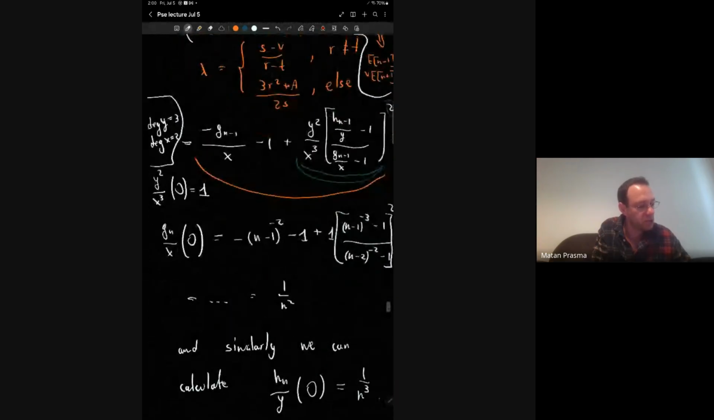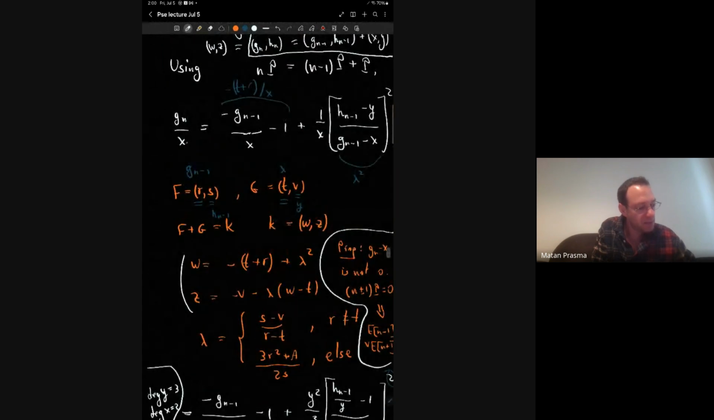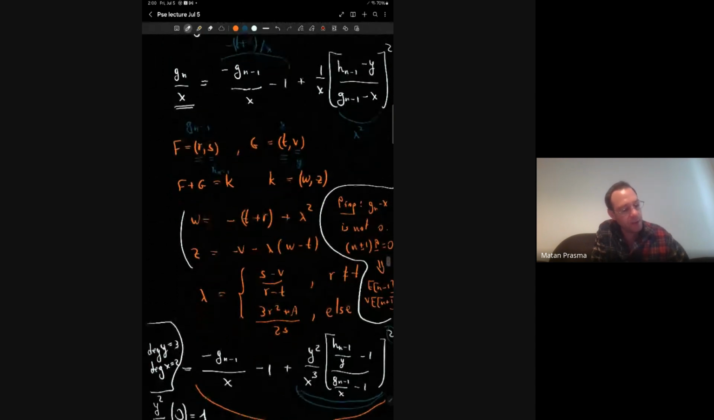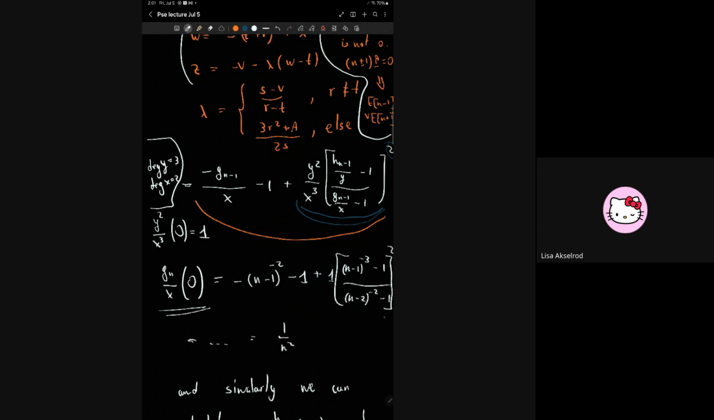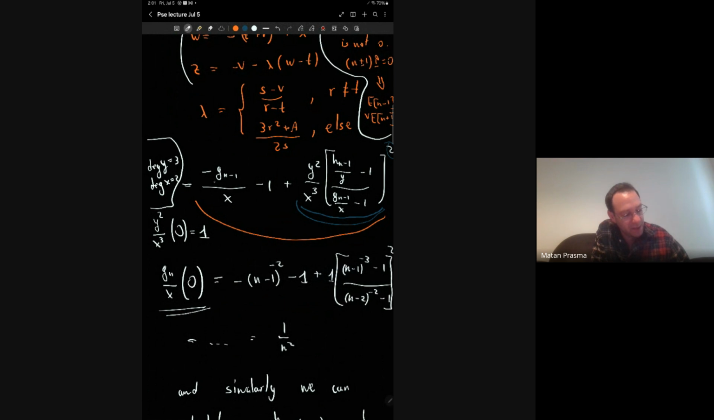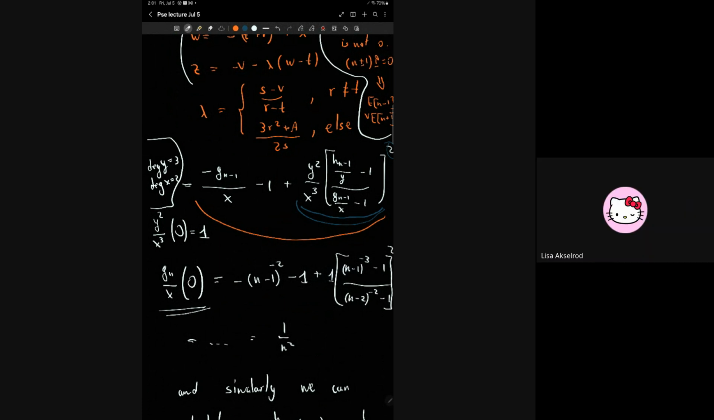No, look, we did a calculation. Gn over x, I first wrote the general expression, and then I evaluated it at O using the inductive assumption. The inductive assumption is that when you evaluate Gn minus 1 over x at O, you get 1 over n minus 1 squared. We used this assumption to calculate Gn minus 1, and we got the result for Gn that is exactly what we assumed.